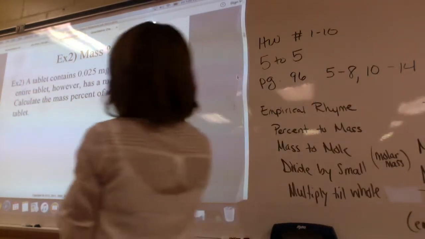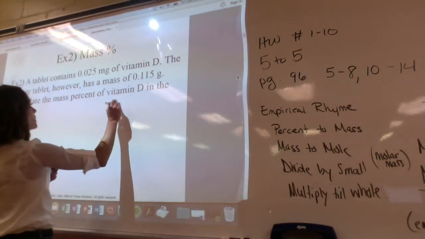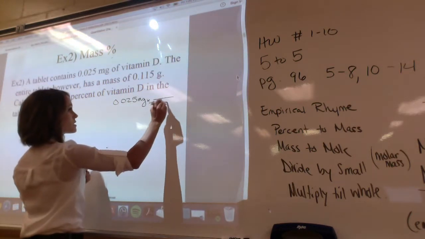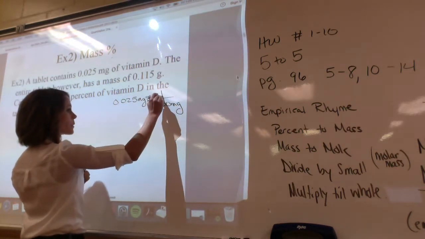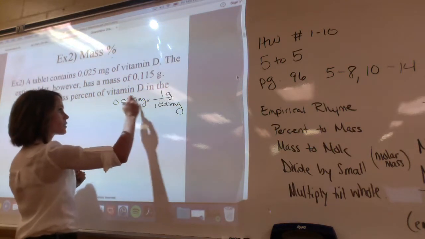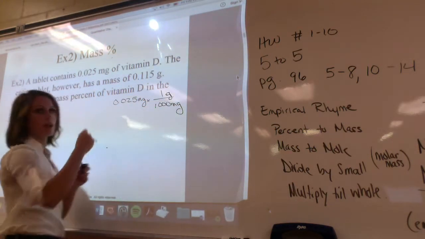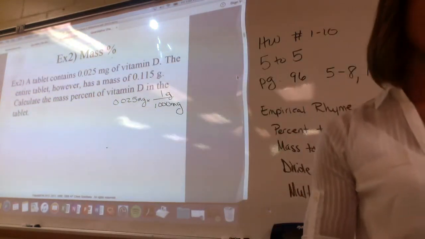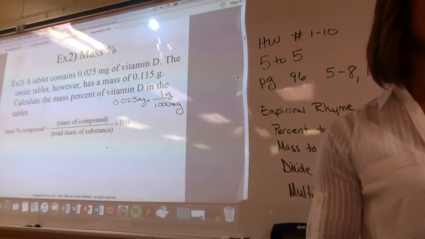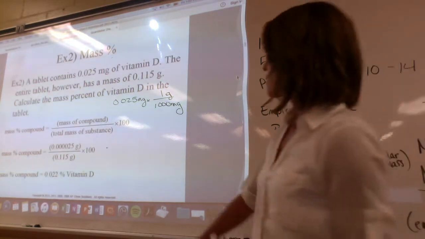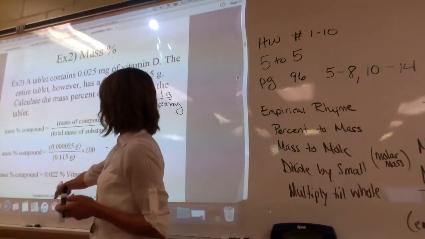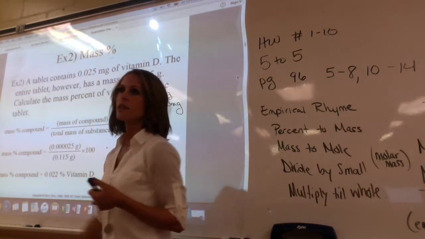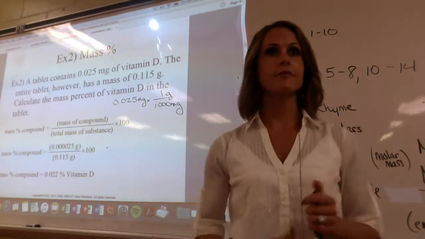So the first step would be this conversion. You need to know that there are 1,000 milligrams in 1 gram. So that's going to tell you to convert and move your decimal 3 to the left, or you just use your calculator to do that. And then you can do the part divided by the whole and then solve. So you should get 0.022%. And then 2 sig figs, because you have 2 sig figs in your vitamin D mass.